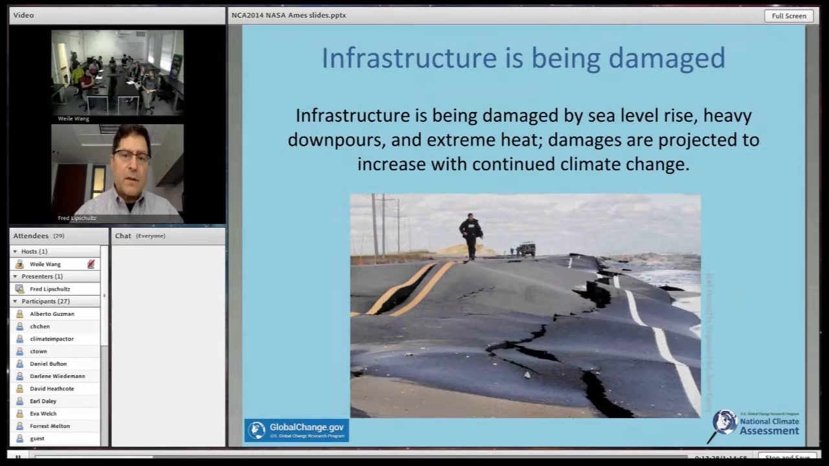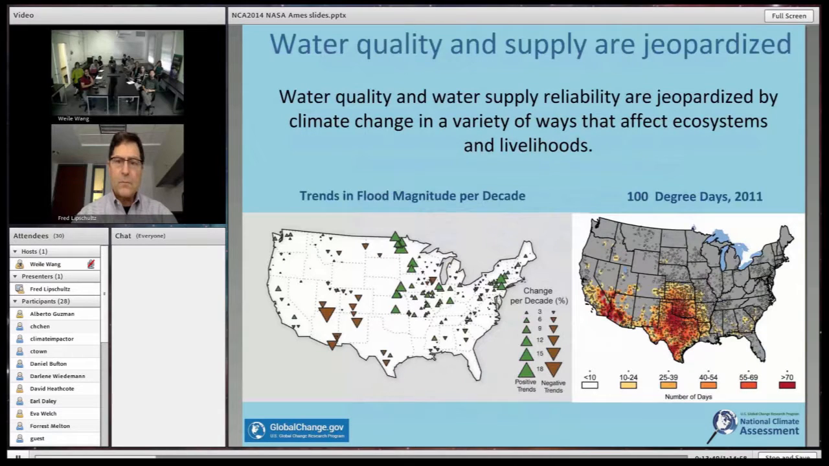The report spends a lot of time discussing the fact that our infrastructure is being damaged by a whole range of climate change impacts, sea level rise, downpours, extreme heat, and that these damages are projected to increase with continued climate change. Another key finding is that the water quality and the supply of water to the nation are being jeopardized, and that these affect not just the ecosystems, but also everyone's livelihoods and access to sufficient and high quality water.